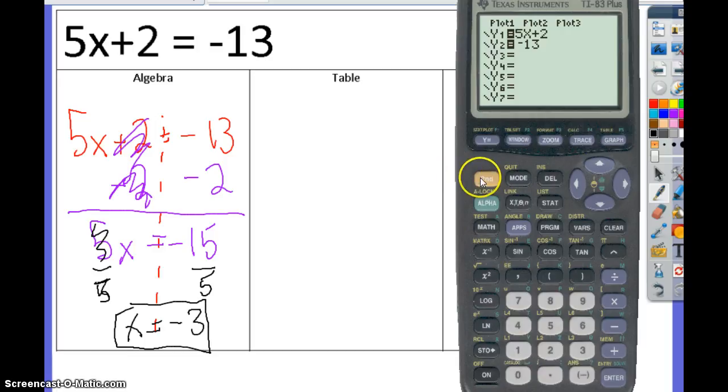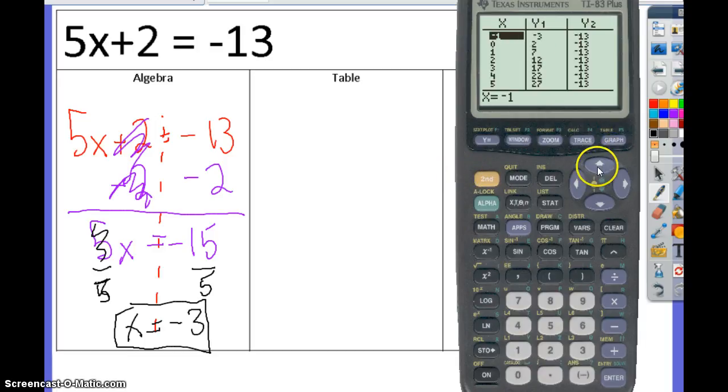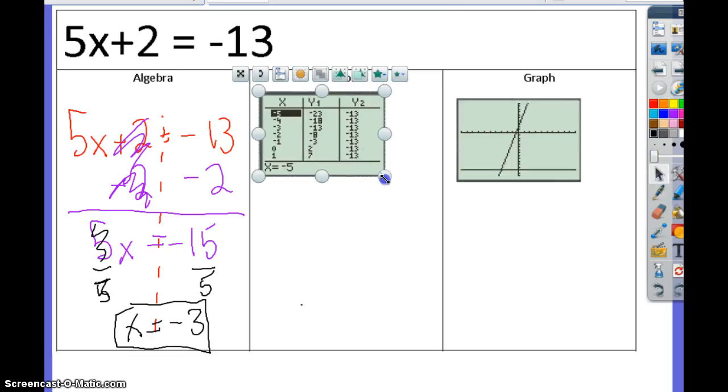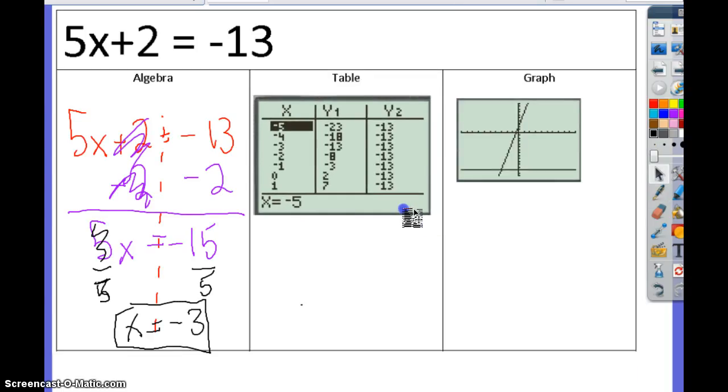And let's see, table or graph. Let's do the table. And here is the table. I want to see where they're equal. Looks like they're equal right there. When x is negative 3, then y1 and y2 are both equal. All right, and then I just snipped the table here directly from the calculator.